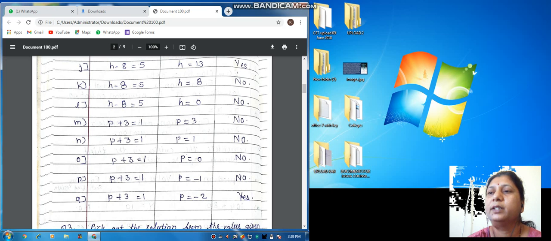P plus 3 is equal to 1. P is equal to minus 1. So minus 1 plus 3. What do we get here? 2. 2 equal to 1? Is it equal? No. Next. P plus 3 is equal to 1.